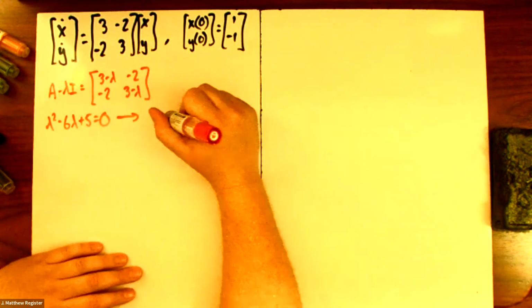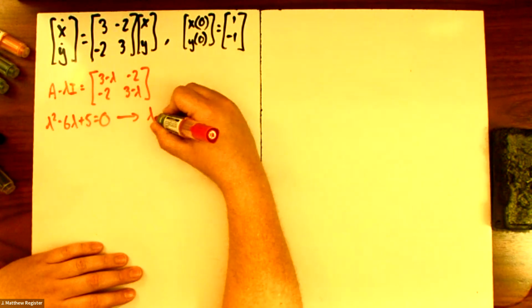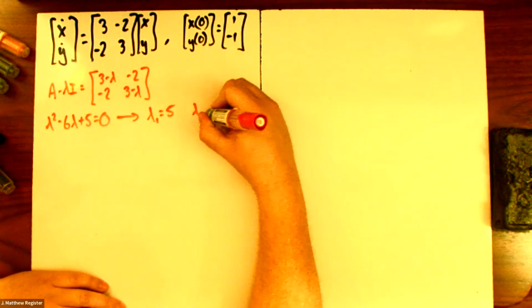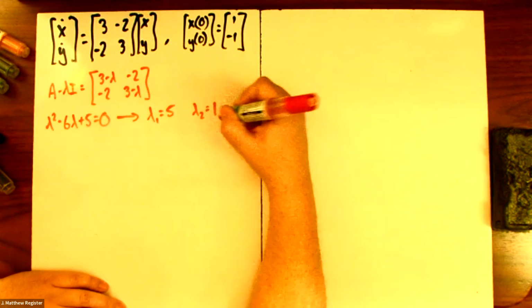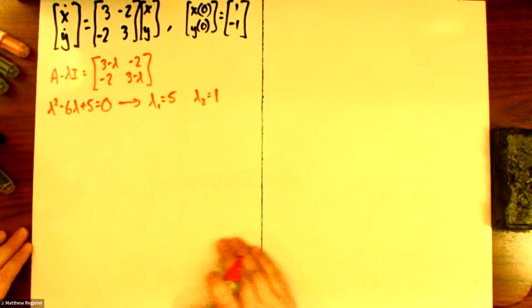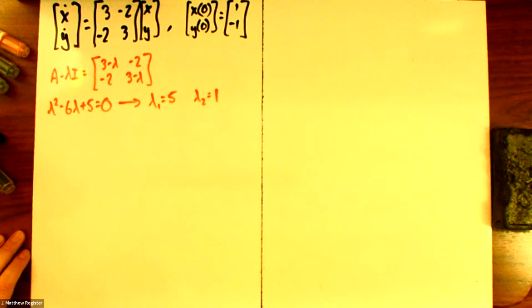That factors very nicely, so we are going to get lambda 1 is equal to positive 5, and lambda 2 is equal to positive 1. And if you want, you can actually show the factoring step and make sure you don't make a sign mistake. Sign mistakes are the number one issue that folks have with these problems, and so be very careful.